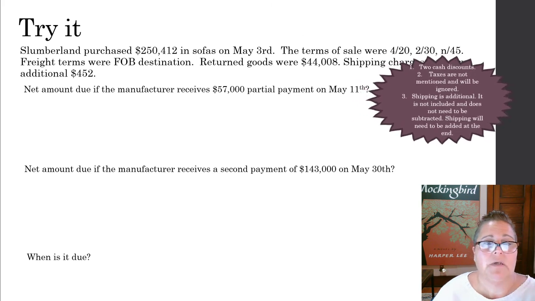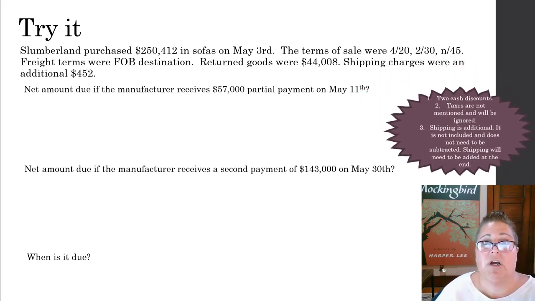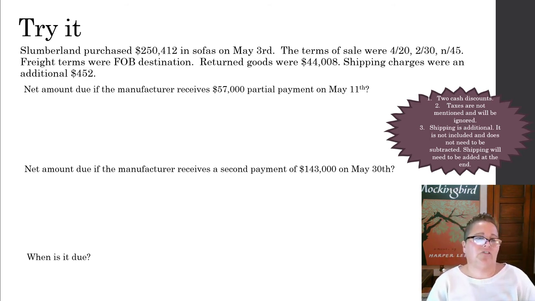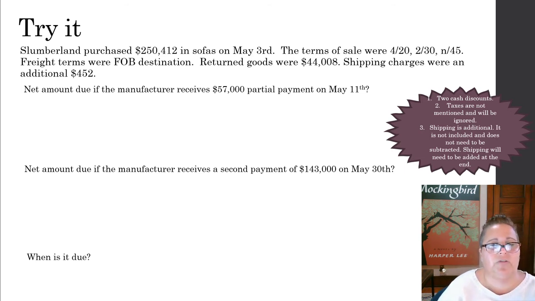Okay. So some things to know. First of all, there are 2 cash discounts. We did talk about that briefly, the 4/20 and the 2/30. That just means 4% in the first 20 days, 2% after that, and then at 30 days it goes to nothing. Taxes are not mentioned, so I'm going to ignore them. They didn't bring them up. I'm not going to worry about it. Shipping is additional. It's not included and does not need to be subtracted. It will need to be added in at the end. Okay. Good. Got it. All right, what does the net amount do if the manufacturer receives $57,000 partial payment on May 11th?